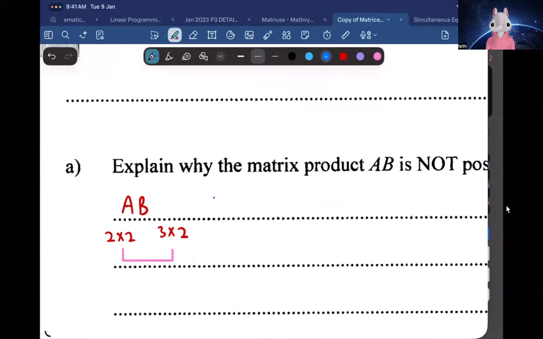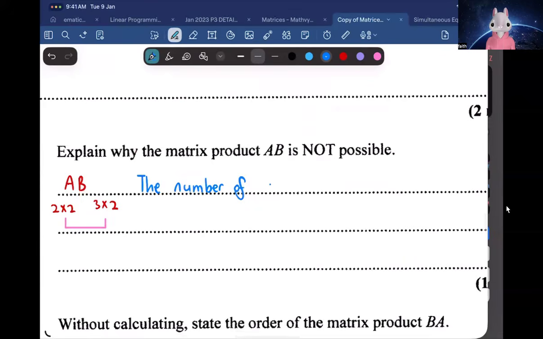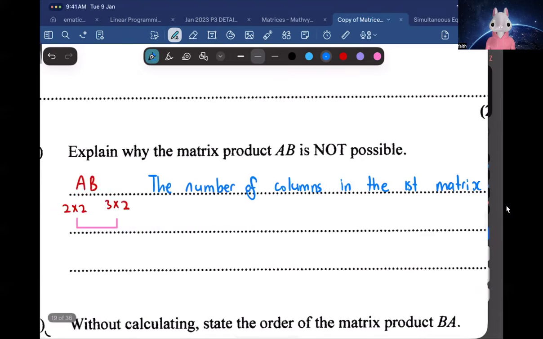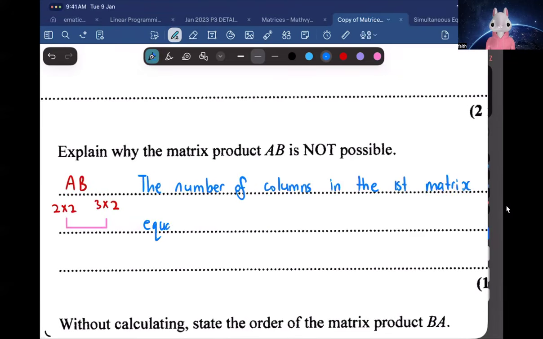Right, so the number of columns in the first matrix is not equal to the number of rows in the second matrix.